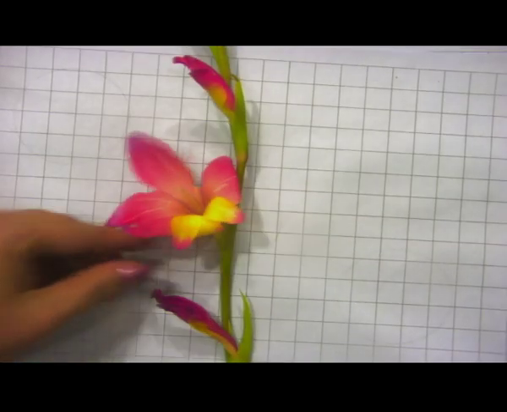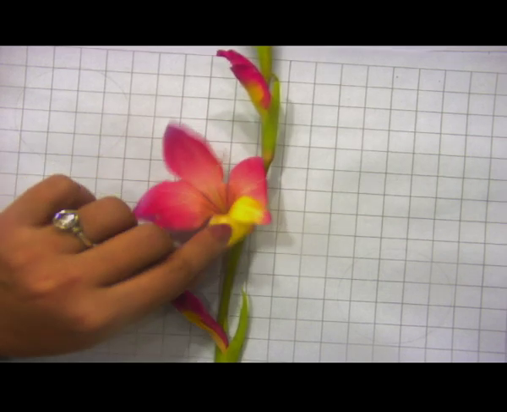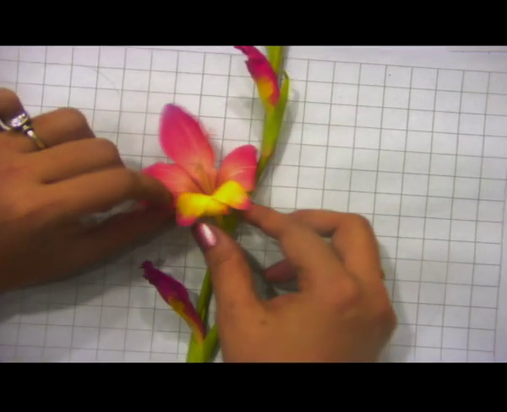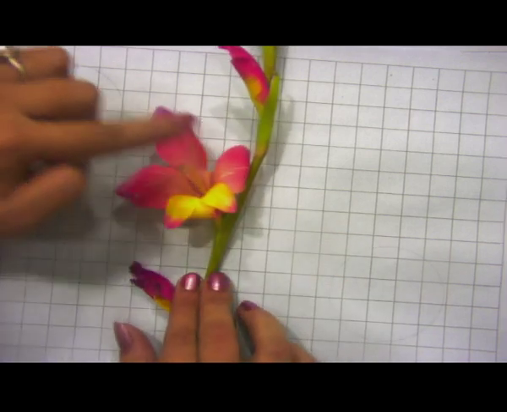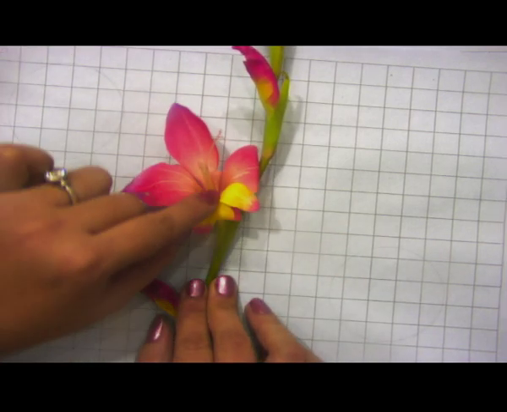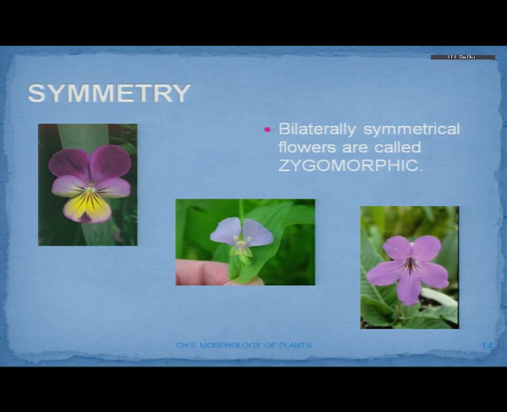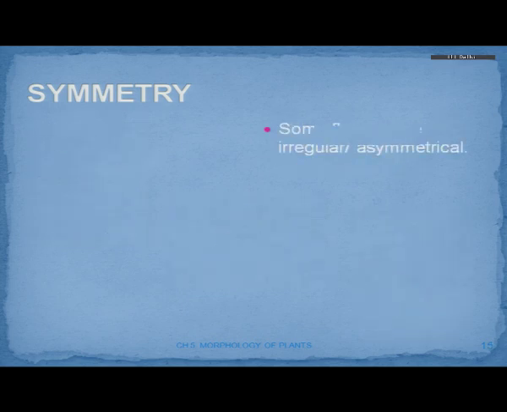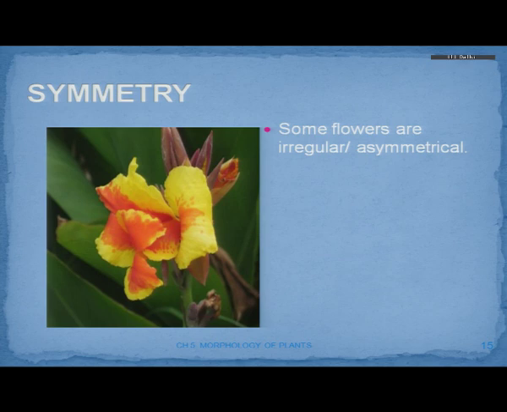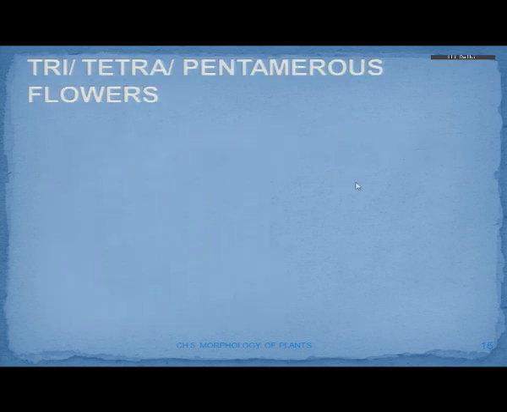I have got an example of zygomorphic flower also. Here you can see these petals are smaller than these petals. So, this flower is also a zygomorphic flower. Moving ahead, some flowers are asymmetrical also, that is, they are neither radially symmetrical nor bilaterally symmetrical. For example, canna. This canna flower is asymmetrical, it is also known as irregular.